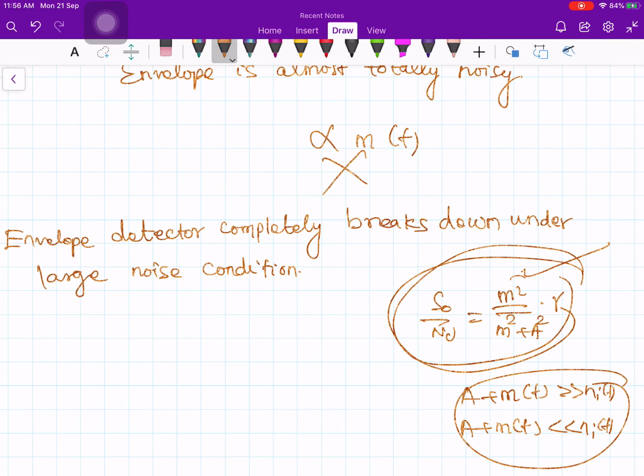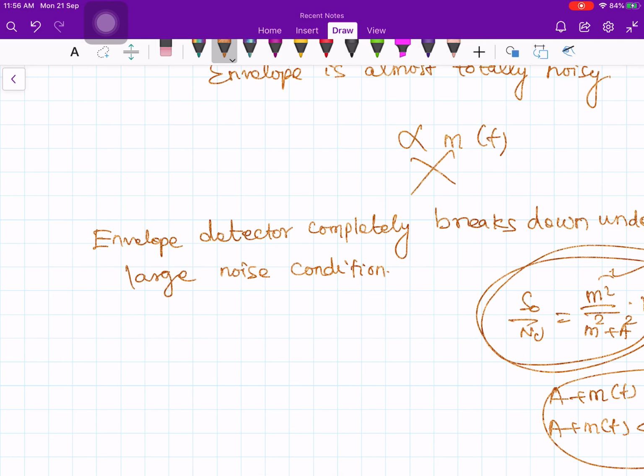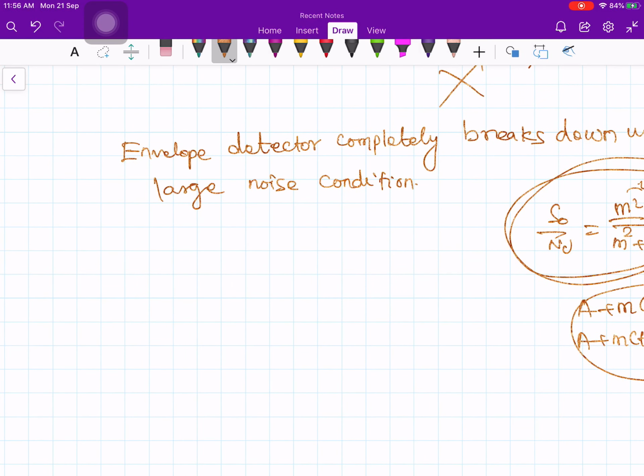But in the envelope detector, if the noise level is larger than the signal level, then your envelope detector completely breaks down. Now let us plot the output SNR versus gamma, where gamma is the input SNR. That is our benchmark.